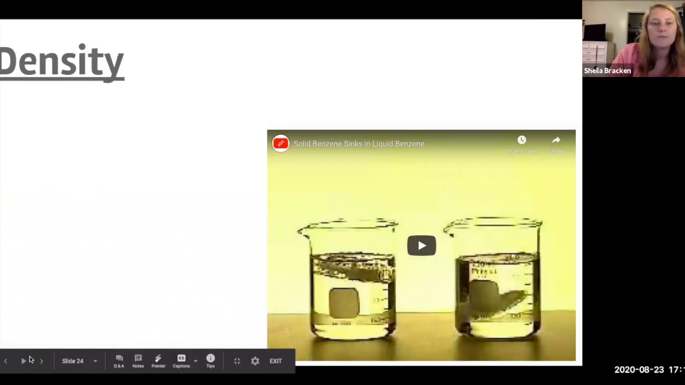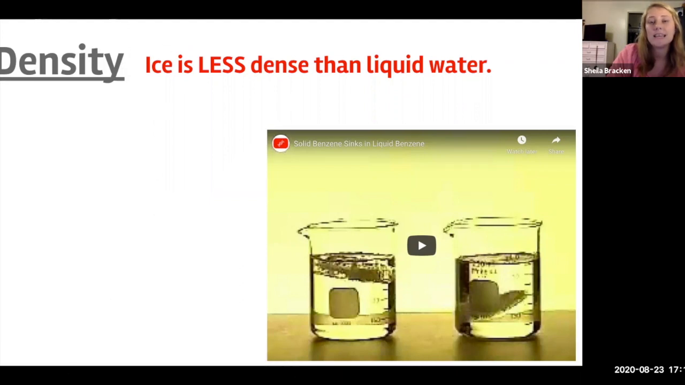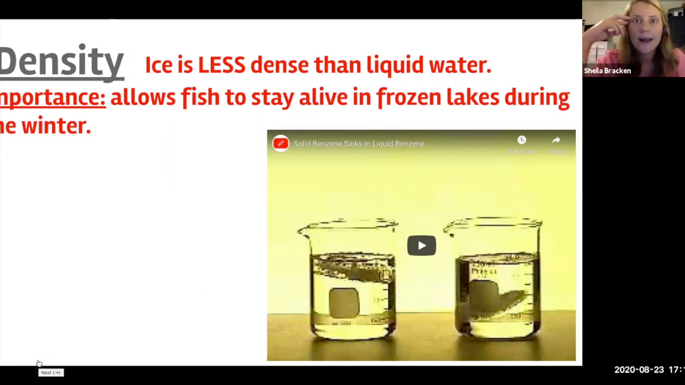So, talking about water's density. Oops, sorry, that's not a good place to put that. Ice is less dense than liquid water. So this, if you think about it, allows fish to stay alive in a frozen lake during the winter, right? You know, in Alaska, they go out onto their lakes, or maybe Minnesota too. I don't know. You get cold enough and you can go fishing on a frozen lake. You can do that because the ice is floating on top and the fish are still allowed to swim and live in the water below it, right?